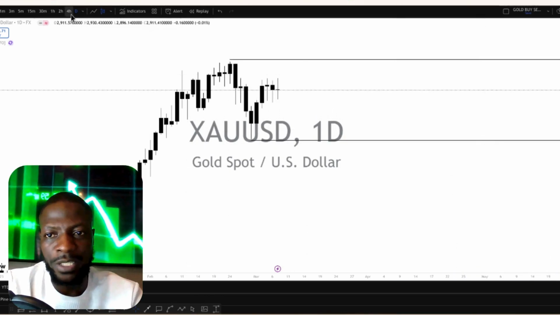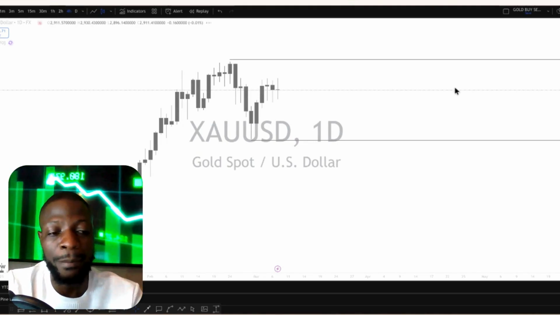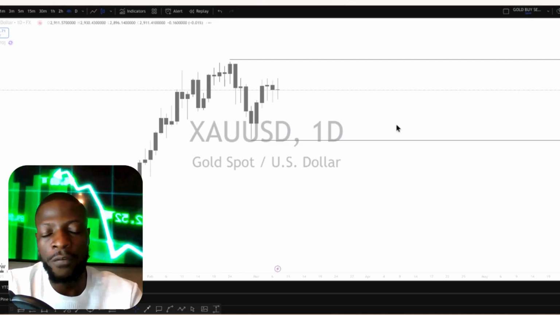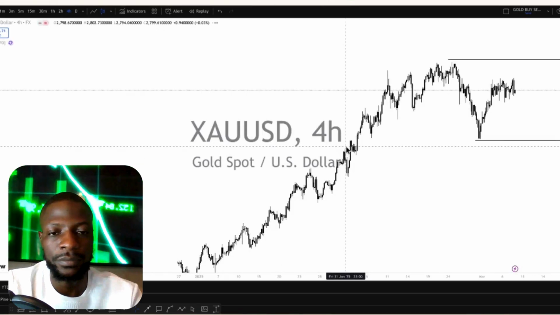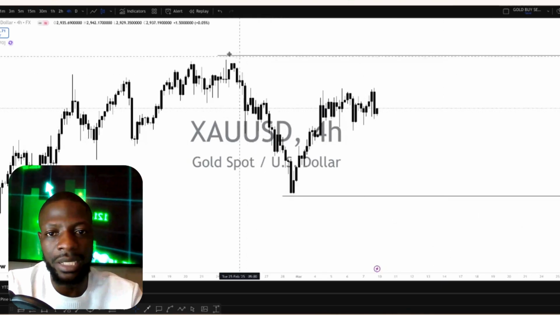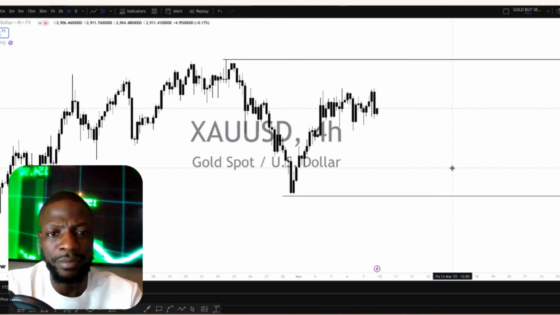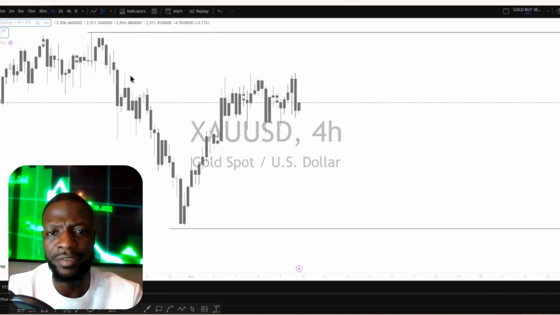Let's drop to the 4-hour time frame. Let's see if we're able to see anything interesting on this particular market. Okay, so on the 4-hour time frame, let's see what is happening. So we are still exactly seeing the same thing on the 4-hour time frame. Okay, let's drop even further. Let's go to the 1-hour time frame.